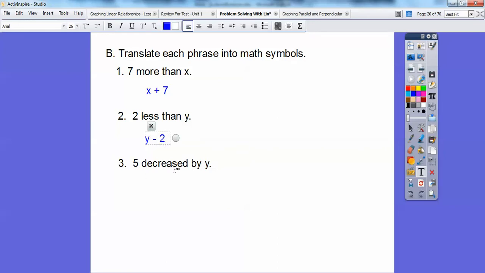5 decreased by y. Okay, this one is read just like you see it. This is going to be 5 minus y. So if I said 5 decreased by y, it's 5 minus y, okay? So just kind of watch the wording right there. If it's 5 decreased by, then you read it just like you see it. If you see 2 less than, then the 2 comes second right here. And 7 more than, you can write this one as 7 plus x also, okay?